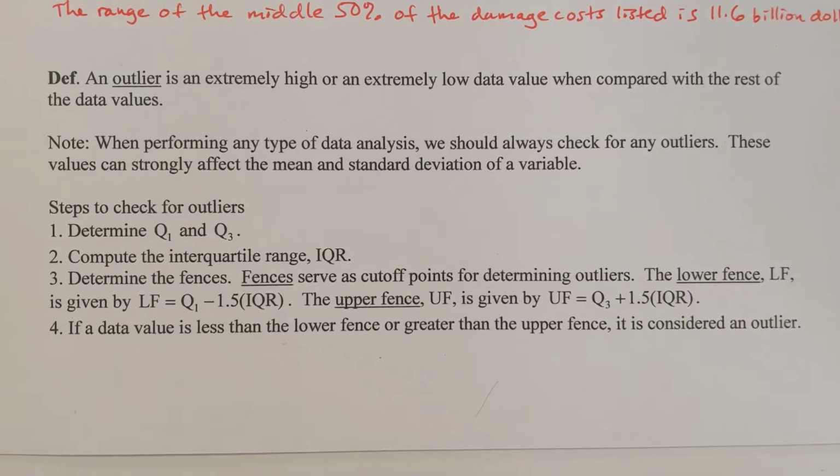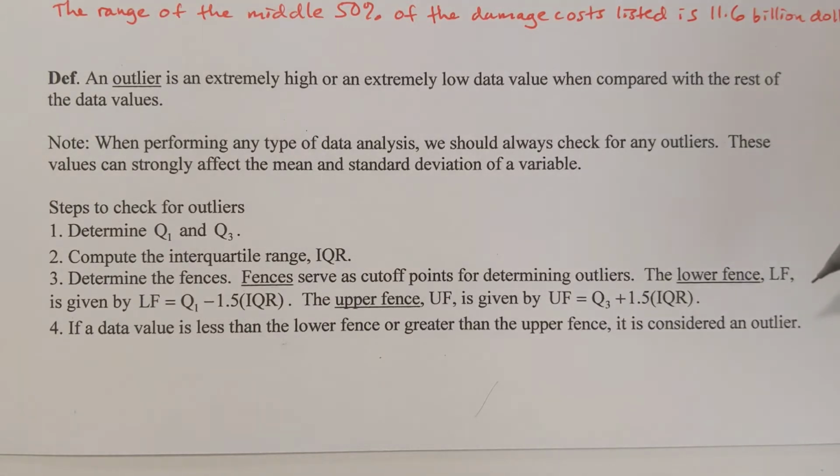So the first thing we need to do when we check for outliers is determine the quartiles, the first quartile and the third quartile, and then compute the interquartile range. That's where we take the third quartile minus the first quartile. Then we need to determine the fences. The fences serve as cutoff points for determining outliers.